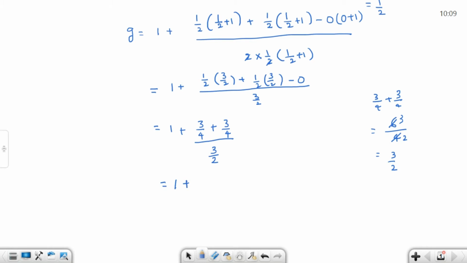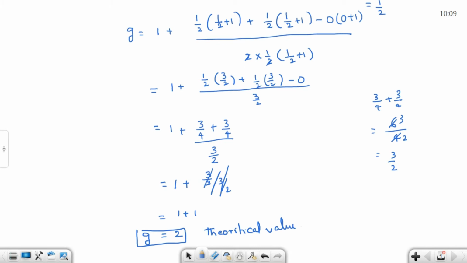So now here we are going to get 3 by 2 divided by 3 by 2. This 3 by 2 and this 3 by 2 get cancelled. Finally we are getting 1 plus 1, which is equal to 2. So that means for a single electron or a free electron, the g value is equal to 2. This value is called the theoretical value.